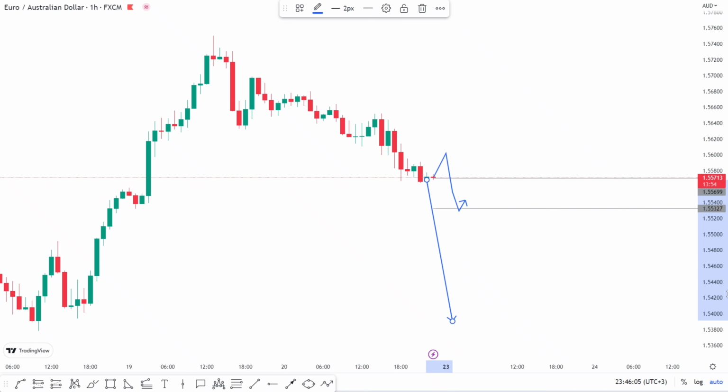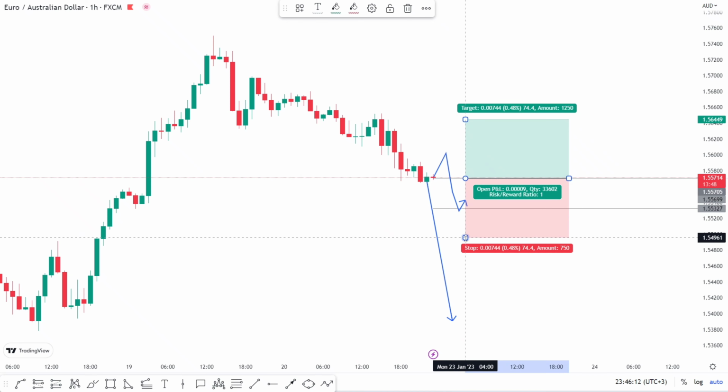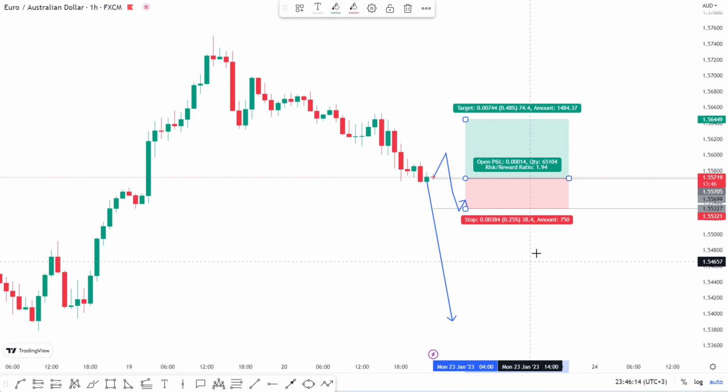So to avoid being in such a situation, you always want to have a stop loss. If I'm buying at this point, I can put my stop loss here. And as you can see, my stop loss is 38.4 pips. So I'm simply acknowledging the fact that I am ready to lose 38.4 pips on this trade in the case that it does not go my way. So never trade without a stop loss.